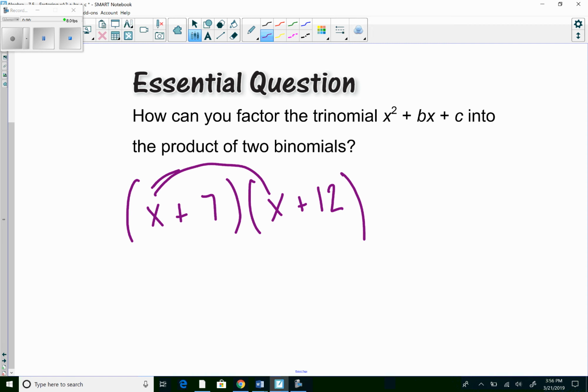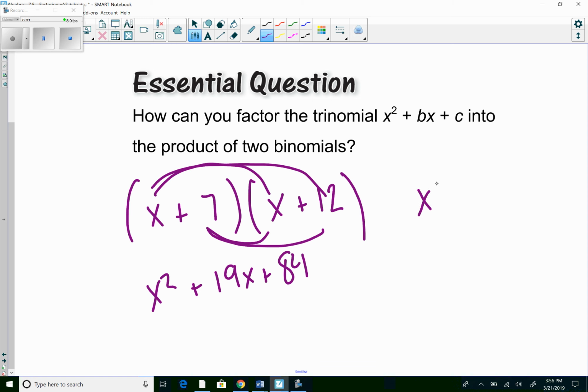You did this, you multiplied the firsts, outsides, insides, lasts, and you came up with x squared plus 19x plus 84. Okay? Now, what's happening is you guys are going to be given this x squared plus 19x plus 84, and it is going to be your job to come up with these two binomials.